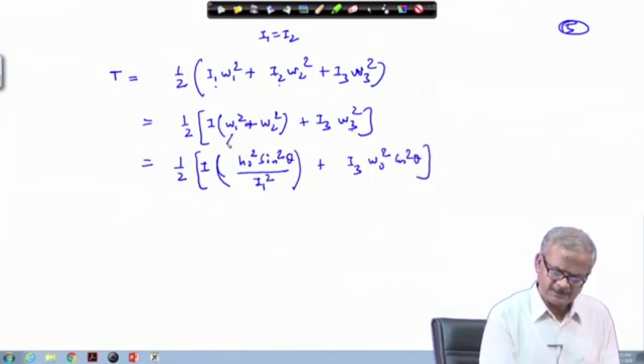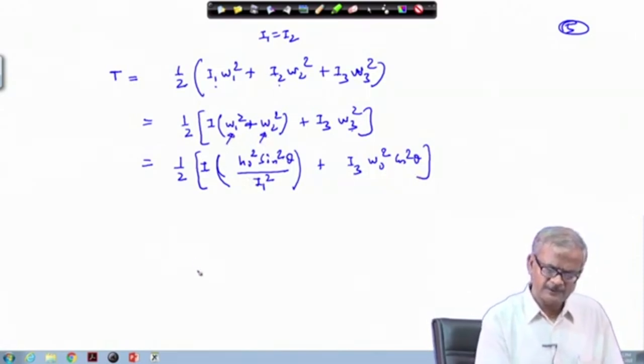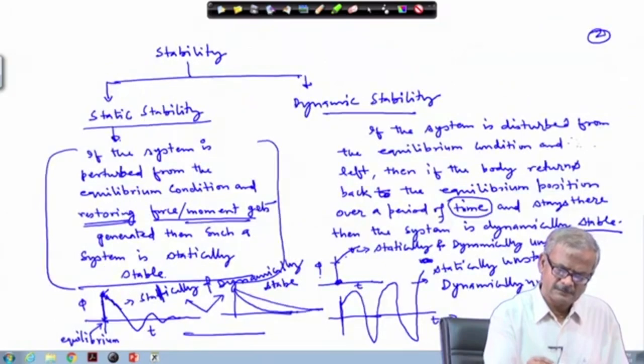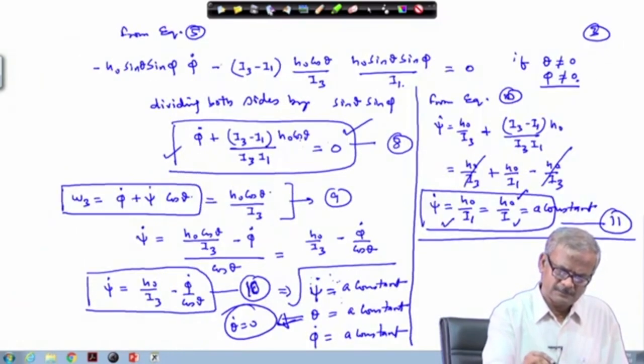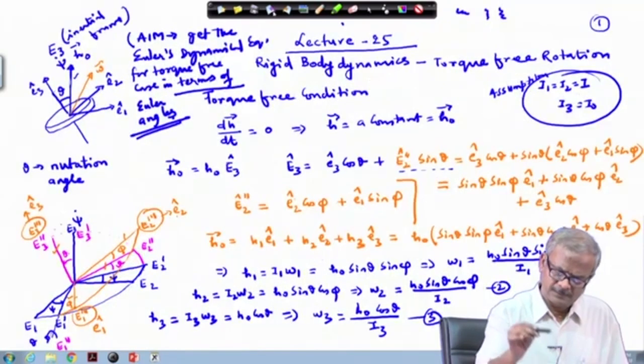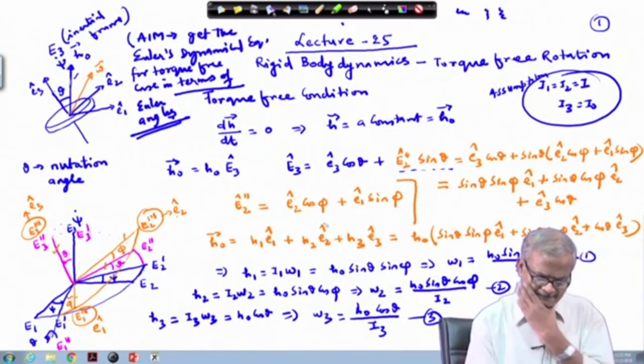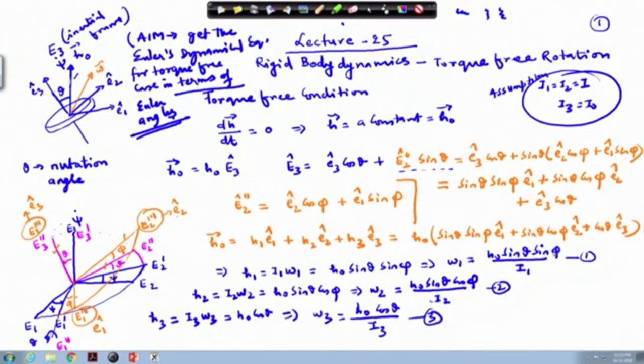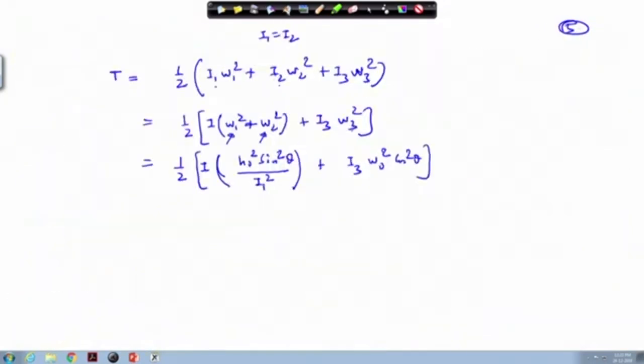From where are we getting this? We have inserted the expression for omega 1 and omega 2 in terms of H 0. This we have done in the previous lecture, so refer back to the previous lecture. Here this is omega 1, omega 2. If we square them, cos square phi and sin square phi terms are there. So, this will be H 0 square sin square theta divided by I 1 I 2, they are equal, so we can write it in terms of I 1 square. The same thing has been inserted here in this place.